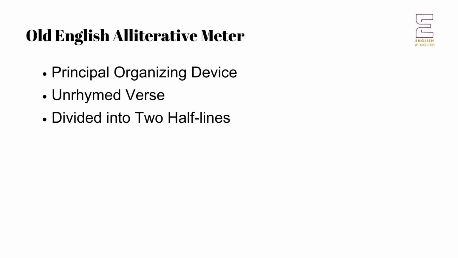In Old English alliterative meter, each line is divided into two half lines, with two strong stresses separated by a decisive pause or caesura. The alliteration occurs when at least one, and usually both, of the stressed syllables in the first half line alliterate with the first stressed syllable of the second half line.